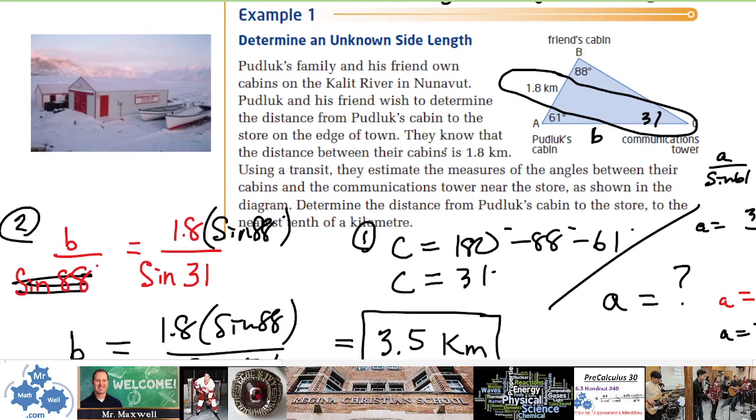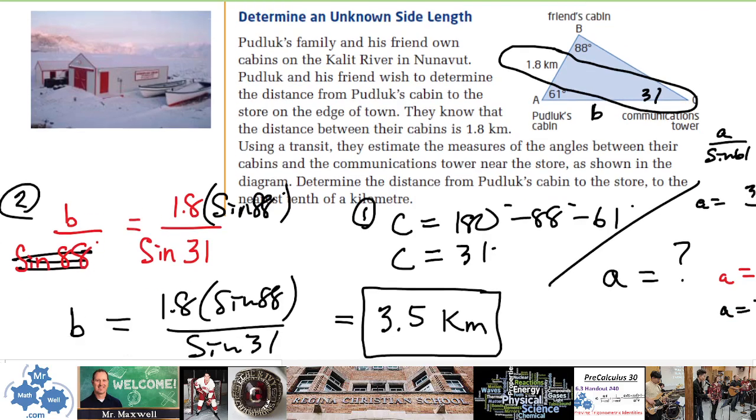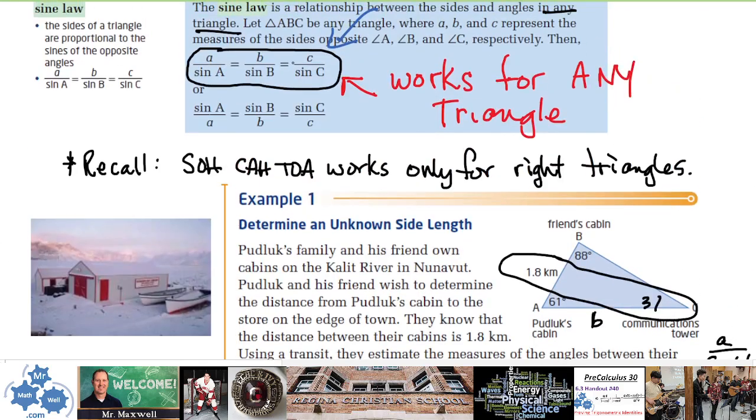Question? Flipped upside down. Yes, that's right. Are you talking about this here? Like a over sine a equals b over sine b, and then you could flip that around? Yeah, these are exactly equal. If you have 2 over 4 equals 4 over 8, that's the exact same as 4 over 2 equaling 8 over 4. You just flip them both around. You still have an equality there.